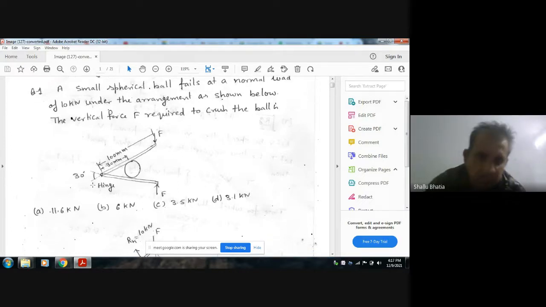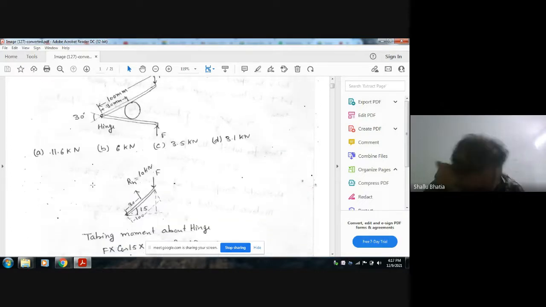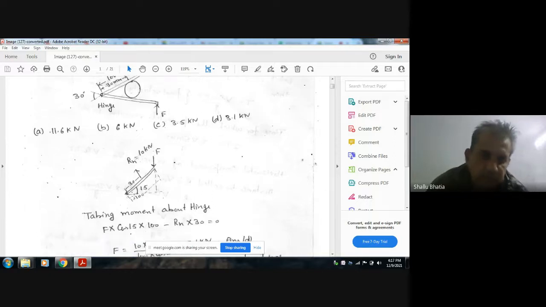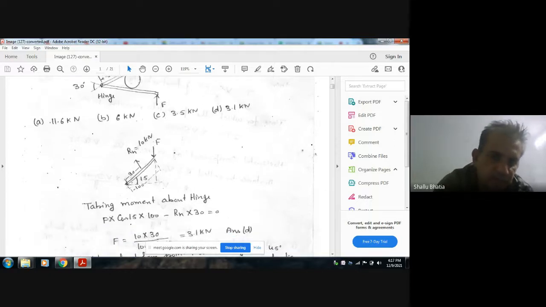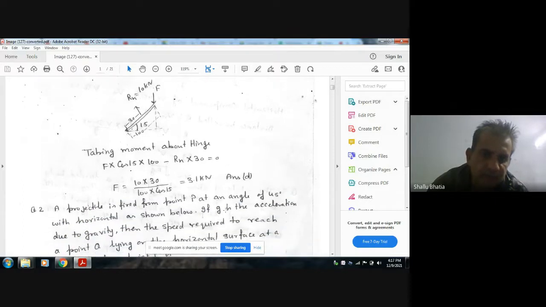Now, the normal load required to crush the ball is 10 kilonewton. So this is the normal load, and this is the normal reaction, which is 10 kilonewton. Now if we take moment about the hinge, then here Rn should be 10 kilonewton. Taking moment about the hinge, the component F cos 15 will create moment about the hinge point. F cos 15 into 100 minus Rn into 30. So F comes out as 3.1 kilonewton.